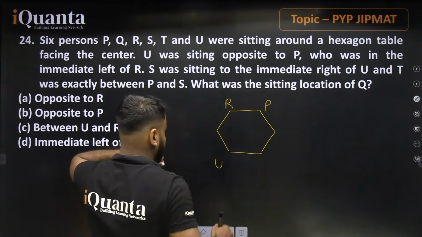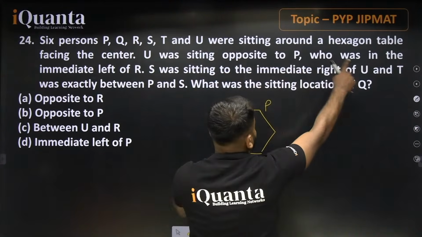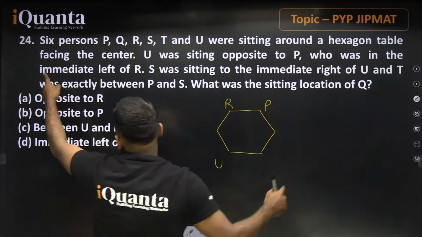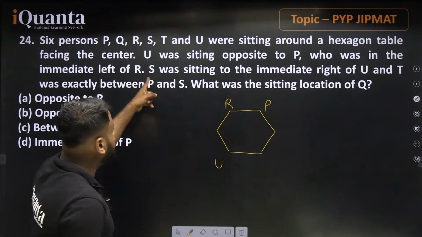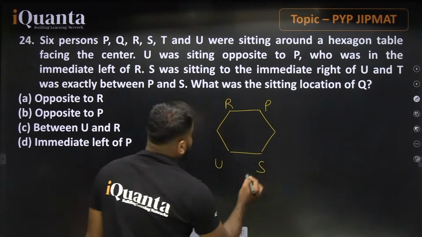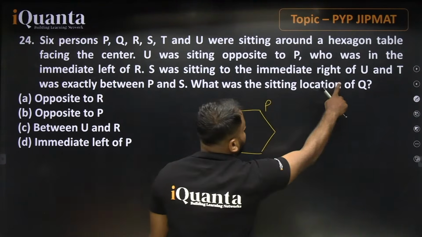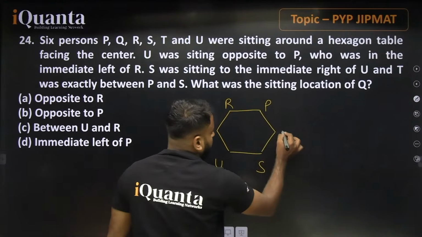So the statement was talking about P. U was sitting opposite to P. Who was? Who was means P, in the immediate left of R. Further, S was sitting to the immediate right of U. So immediate right of U, S will be here, and T was exactly between P and S.